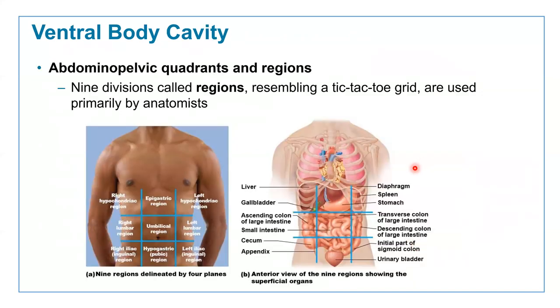Now in anatomy, we like to make things more complicated. So we use regions instead of quadrants. And we have nine regions right over here. And look at their names. Let's start with an easy one. This is umbilical region. That's good, right? Right lumbar, left lumbar, also easy to remember. Right iliac or right inguinal, left iliac or left inguinal.